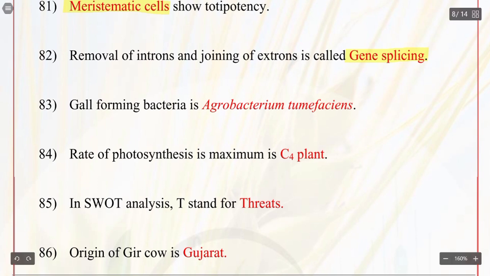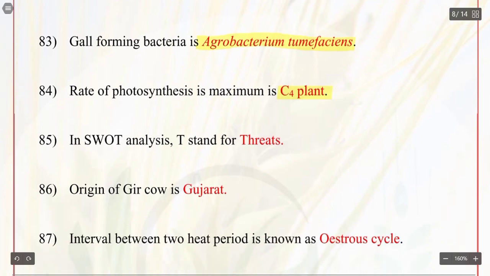Question number 83. Gall forming bacteria is Agrobacterium tumefaciens. Next, rate of photosynthesis is maximum in C4 plant. Next, in SWOT analysis, T stands for threats. Next, origin of Gir cow is Gujarat.